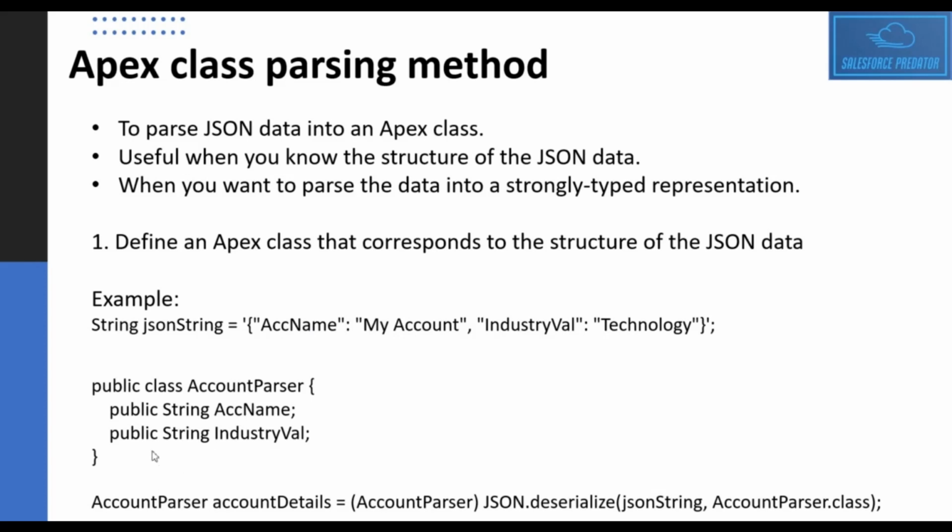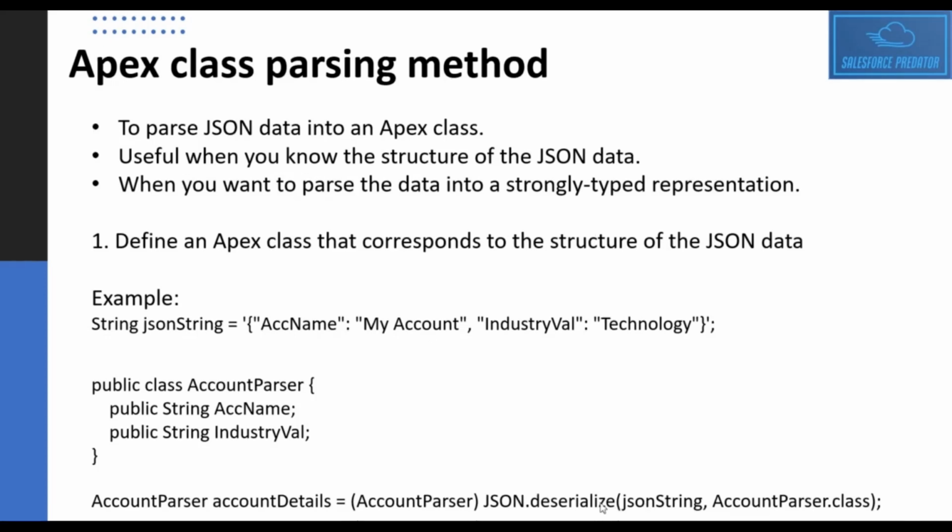Now once you have created the parser class, you can use the JSON.deserialize method of the JSON utility and pass the JSON string as a parameter, and you can specify the parser class which you are using to parse the JSON string. Once you do that, JSON.deserialize will return the instance of the AccountParser class.